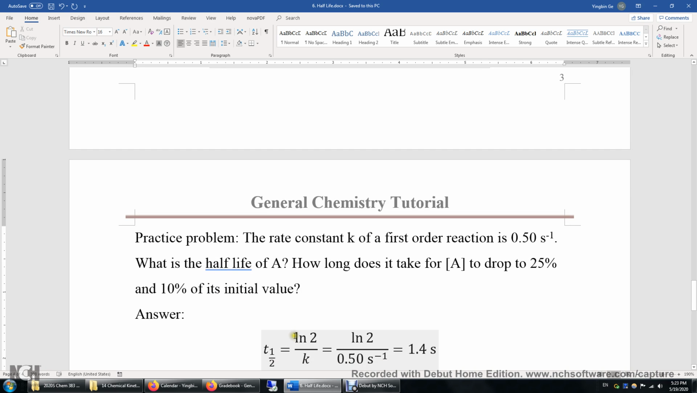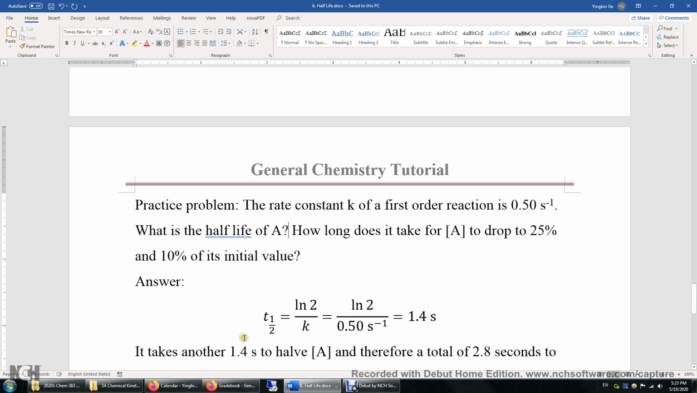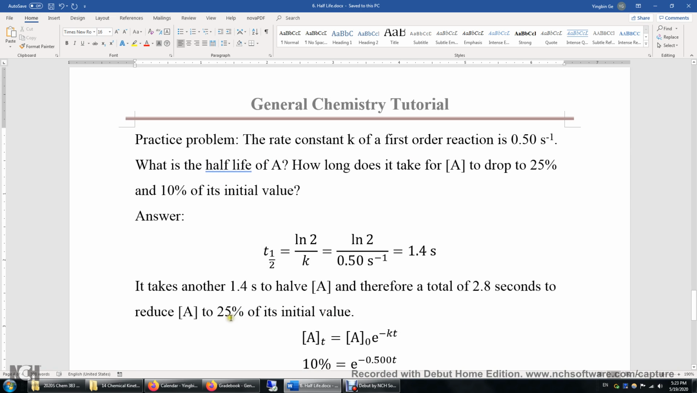First, the half-life. ln2 over k, we plug in numbers, we get 1.4 seconds. So it takes another 1.4 seconds to further halve this A. Therefore, it takes about 2.8 seconds to reduce A to 25% of its initial value. And if you wait another half-life, another 1.4 seconds, the concentration of A will become only 12.5% of its initial value. Again, 12.5 is just 1/2 of 25.